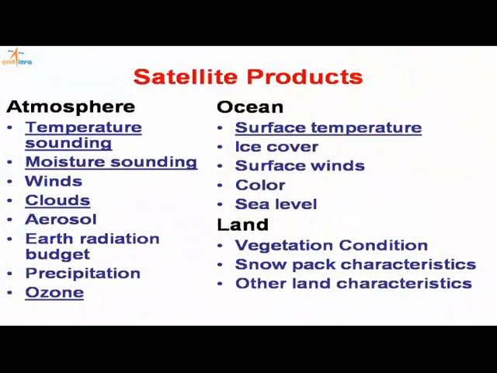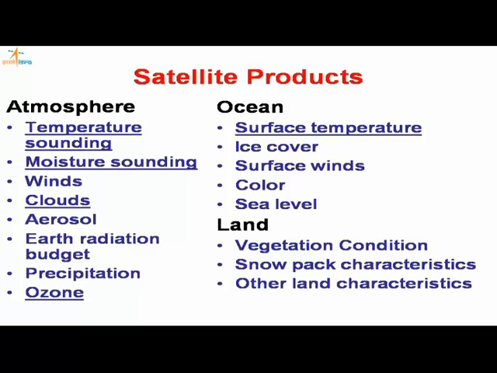Now what are the satellite products available for the atmospheric parameters? Here is a list describing these. Over the atmosphere we get temperature profile, moisture profile, winds, clouds, aerosol, Earth radiation budget, precipitation, ozone. Over the ocean we have surface temperature, ice cover, surface winds, color, sea level, and over land we get information on vegetation condition, snowpack characteristics, and various other land characteristics.